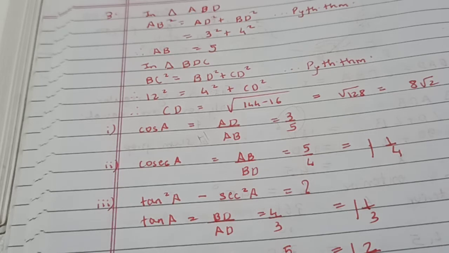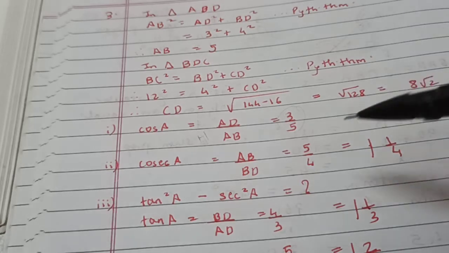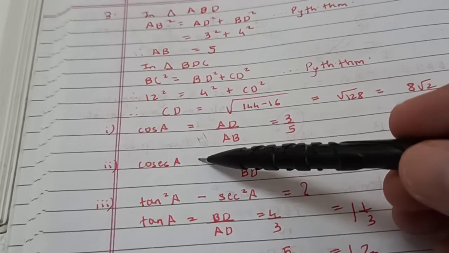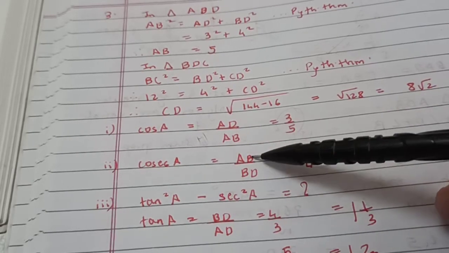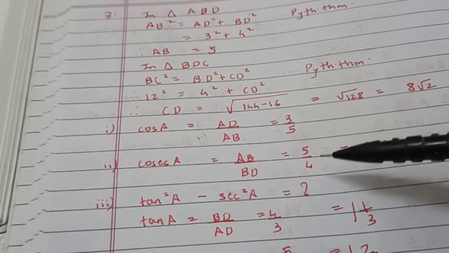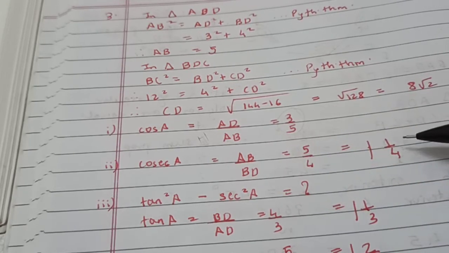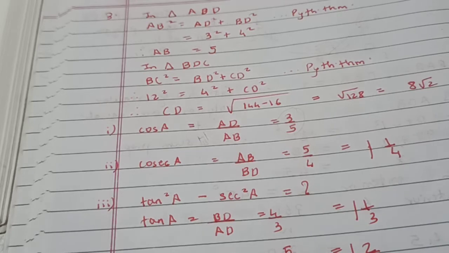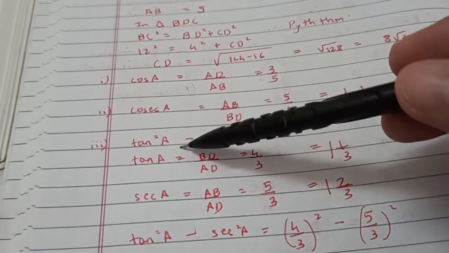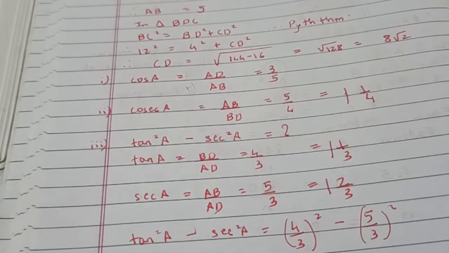So what is the hypotenuse? Look at the diagram. It's AB and upon opposite side is BD. So hypotenuse upon opposite, AB upon BD is 5 upon 4. Well, it's an improper fraction, so we have to convert it into a mixed fraction. That's compulsory. Roman number 3, they've asked us to find tan square minus sec square A.